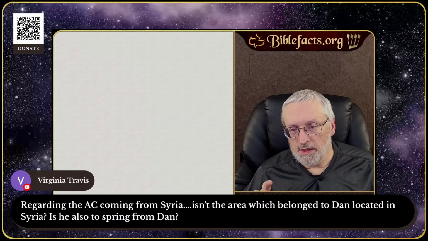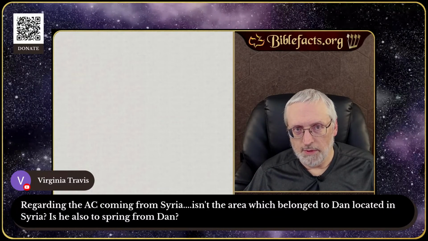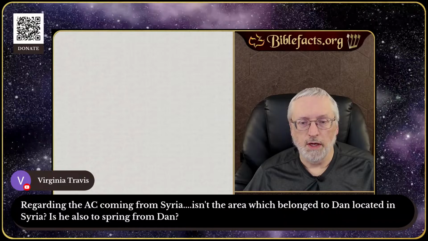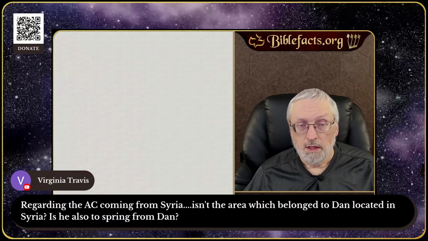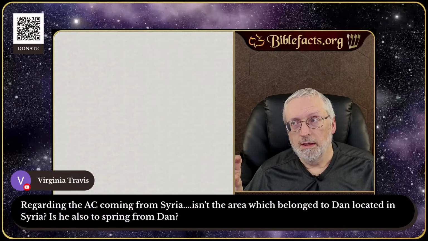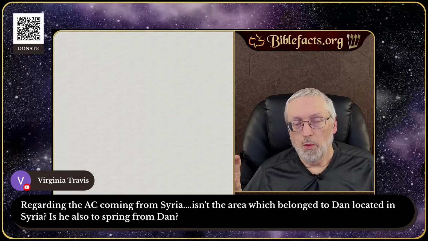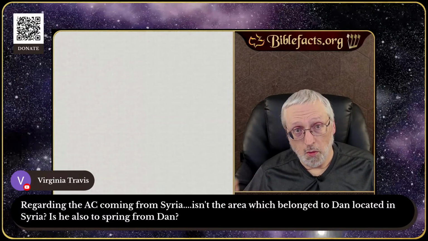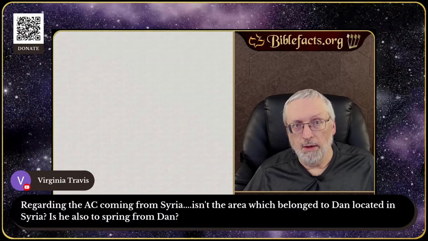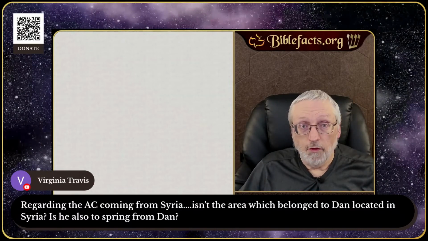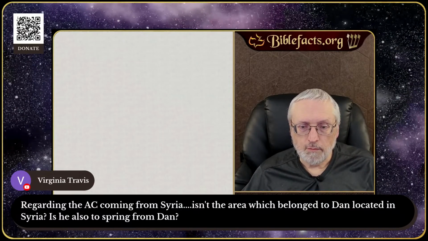And it's not directly stated that he's a Danite or from Dan, but it's hinted at, and the church fathers say that that's what it means. So if you put the tribe of Dan with the king of the north, with Syria and the horns, they all point to the same area. So he's from that area, basically.